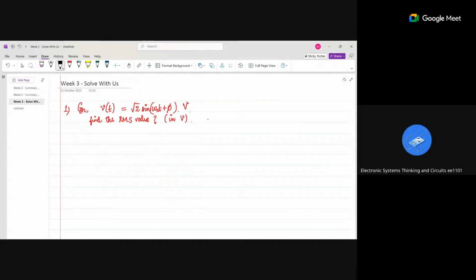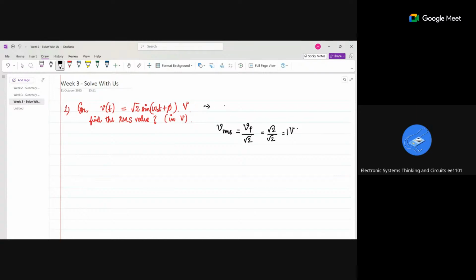So if you see the question, it is given v of t is a sine wave whose equation is root 2 sine omega naught t plus 5 volts. We have to find the RMS value. What is the formula for RMS value? Ma'am, peak value divided by root 2. Yeah, it's peak value divided by root 2. So here the peak value is root 2. So it is 1 volts.